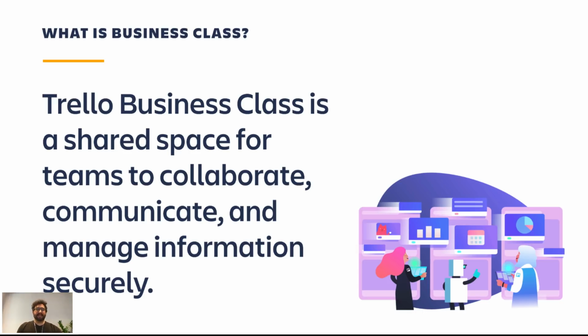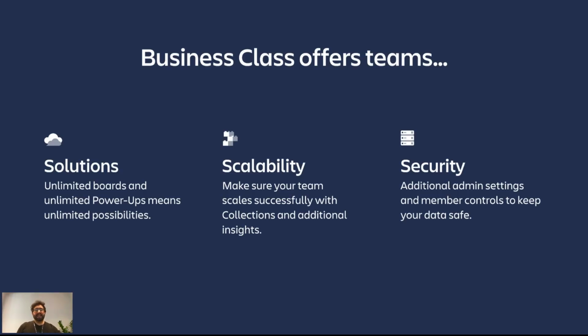So what is Business Class? Trello Business Class is a shared space for teams to collaborate, communicate, and manage information securely. Business Class offers teams what I like to consider three pillars: solutions through unlimited boards and unlimited power-ups for unlimited possibilities, scalability to make sure your team scales successfully with collections and additional insights, and security, additional admin settings and member controls to keep your data safe.